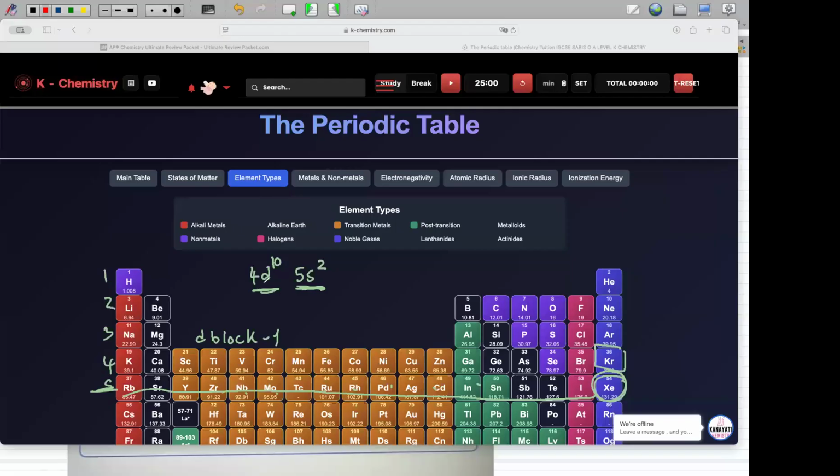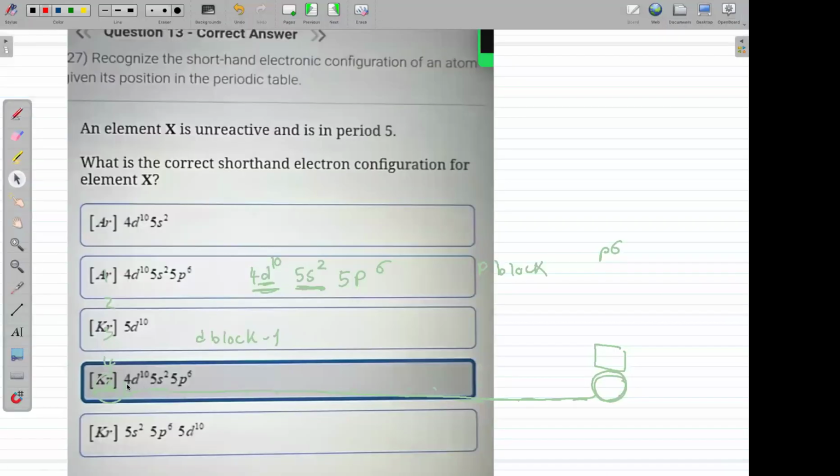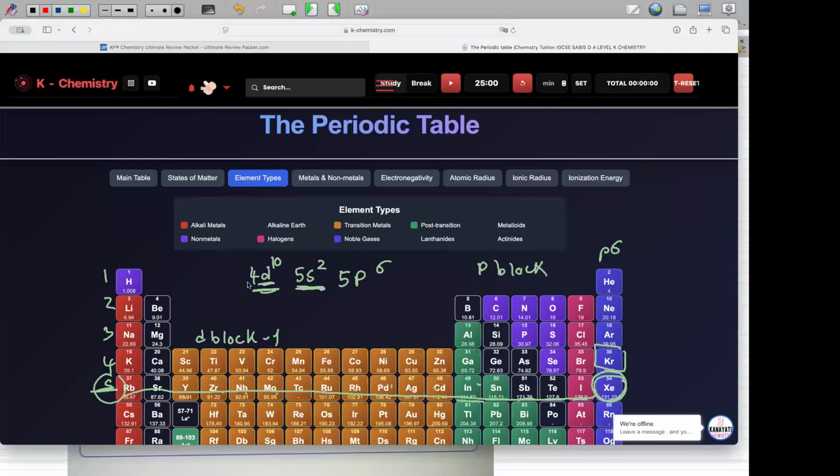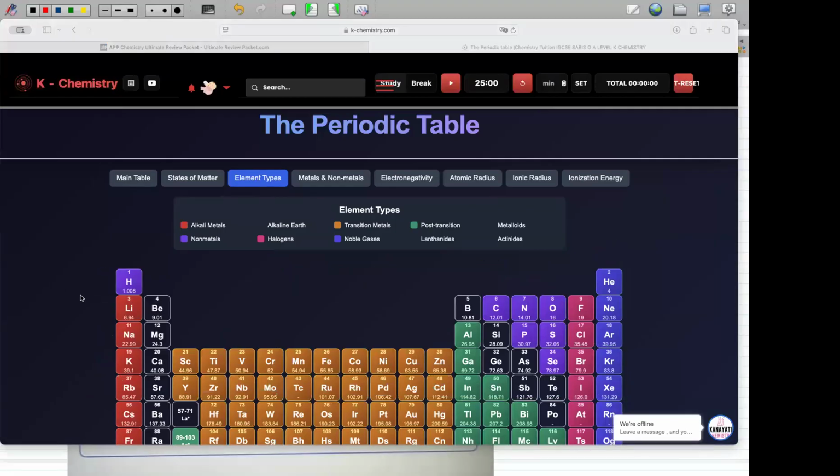So only in the d block you subtract 1. But when you go to the p block, you add the 1 back again. So it is 5p: 5p1, p2, p3, p4, p5, p6. All noble gases end in p6, that's normal, and it's in the fifth period, so it is 5p. So what is my answer? My answer is 4d10, 5s2, and 5p6.